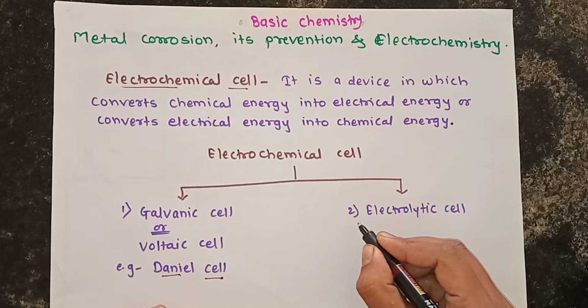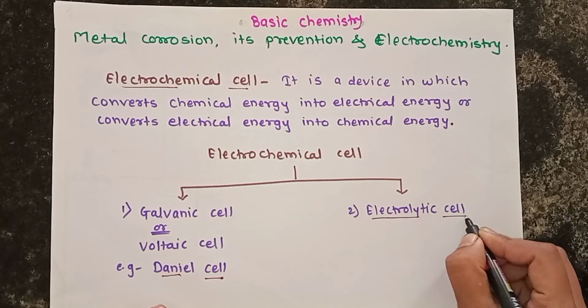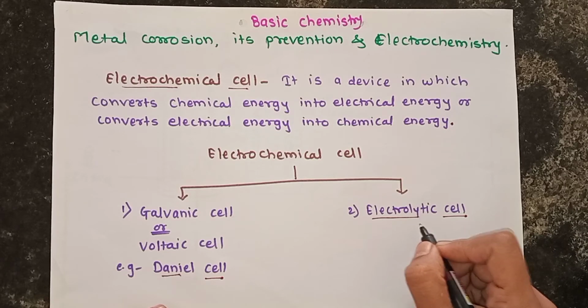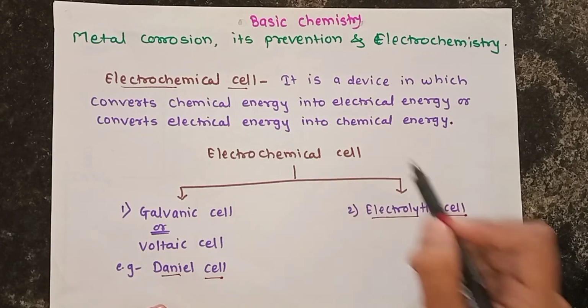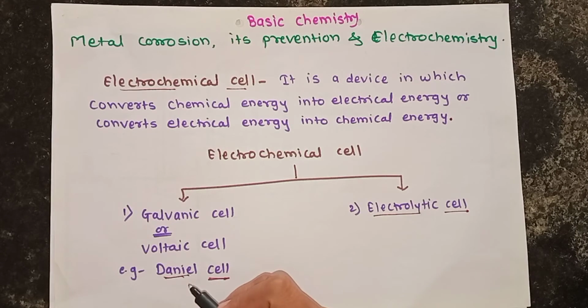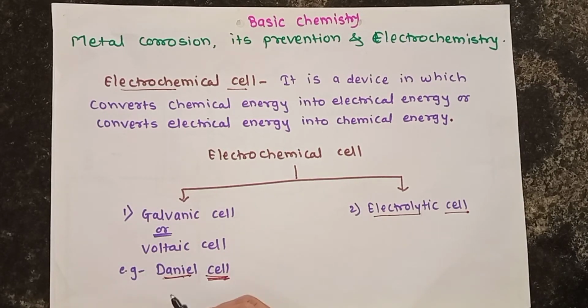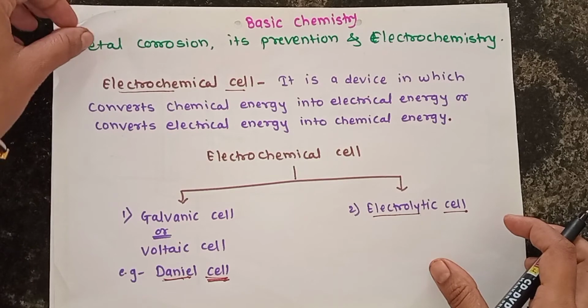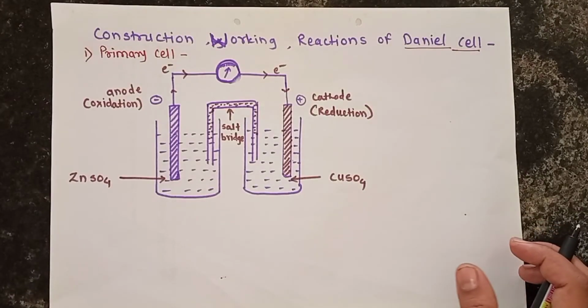The second type of electrochemical cell is the electrolytic cell. The electrolytic cell converts electrical energy into chemical energy. In today's video we are going to discuss an example of a primary cell, the Daniell cell. We will discuss the construction, working, reactions and applications of the Daniell cell. So let's discuss the primary cell.